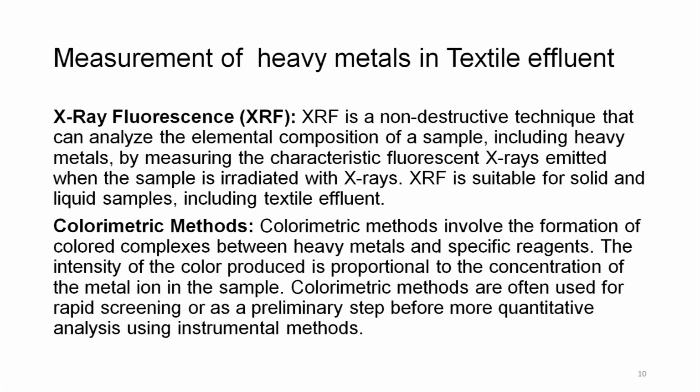Colorimetry methods are often used for rapid screening or as a preliminary step before more quantitative analysis using instrumental methods can be done. For example, chromium 6 can be analyzed by using DPC, which is the reagent. When the DPC solution is added, then what happens is that it forms pink colored solution. Now, the intensity of this pink color solution is directly proportional to the chrome 6 that is present in the medium.